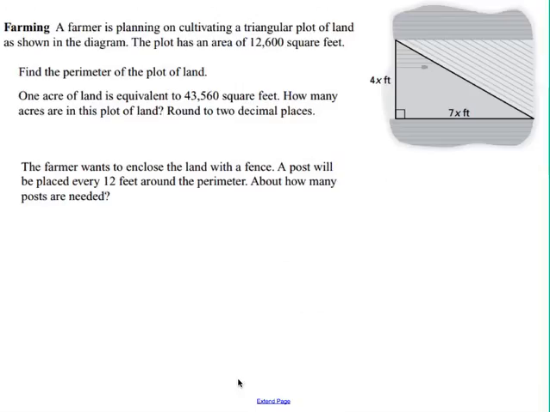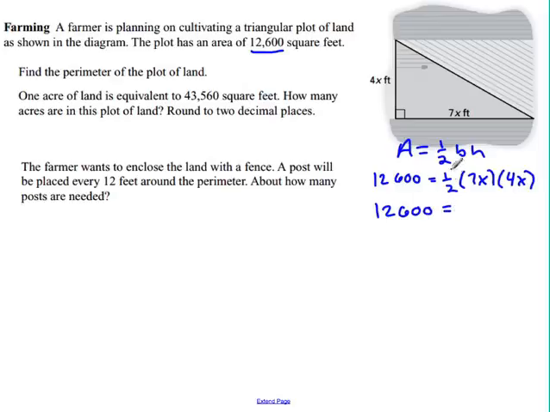Lastly, we'll look at some story problems. I think these are really helpful for seeing how we might use this. It says a farmer is planning on cultivating a triangular plot of land in the shown diagram. The plot has an area of 12,600 square feet. Since area equals 1/2 base times height, we can say that 12,600 is going to equal 1/2. Our base here is 7x, and our height is 4x. That means 12,600 is going to equal 1/2 times 7 times 4, which would be 14x squared.